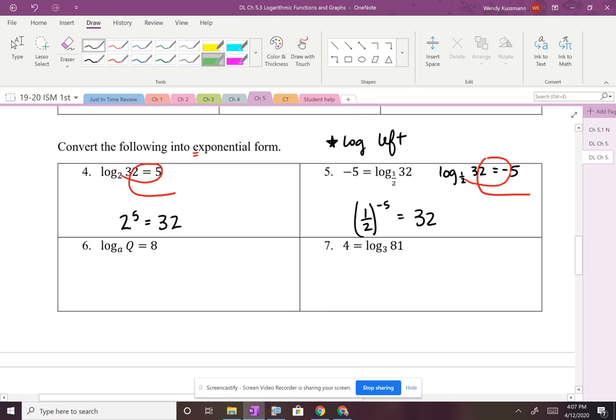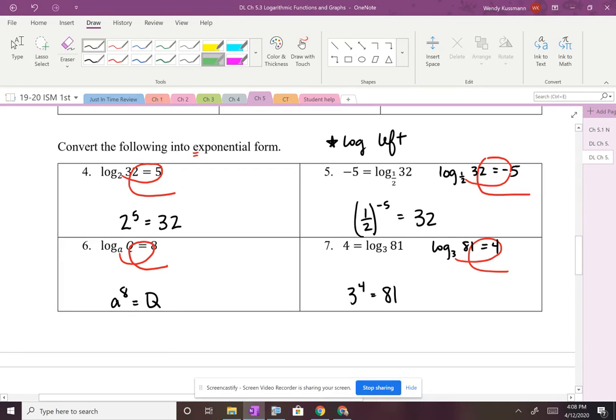Now you can't check them if they have variables, just like this number 6. So I'm going to go ahead. The log is on the left. So put it in exponential form, use my e. Base to the power of the other side equals the argument. So a to the 8th power equals q. That's it. The next one is your turn. Make sure you put the logarithm on the left.